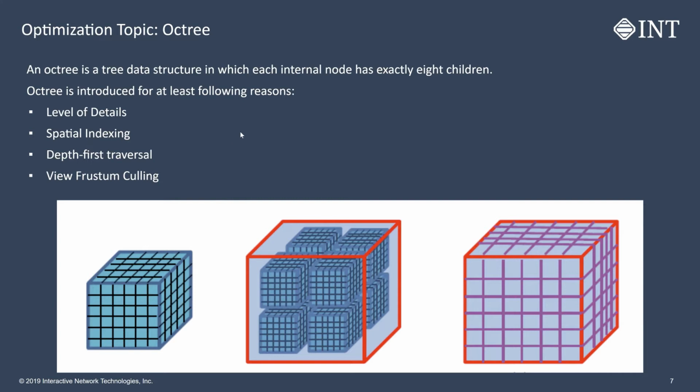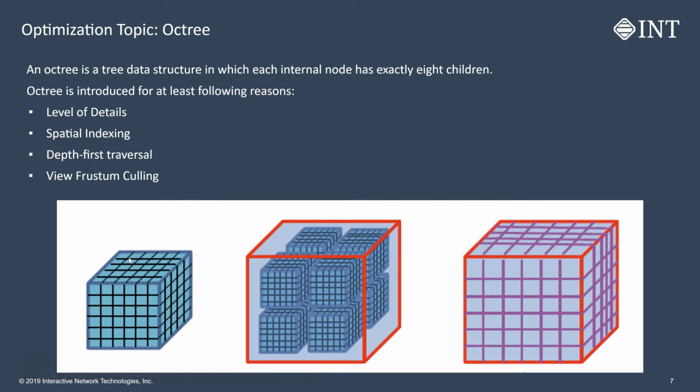So in our case, we introduced this data structure for four reasons. The first one is level of detail. In this picture, you can see this one, let's say it's level 0, and for this one, it becomes level 1. They have the same volume, but the second one has more cells.